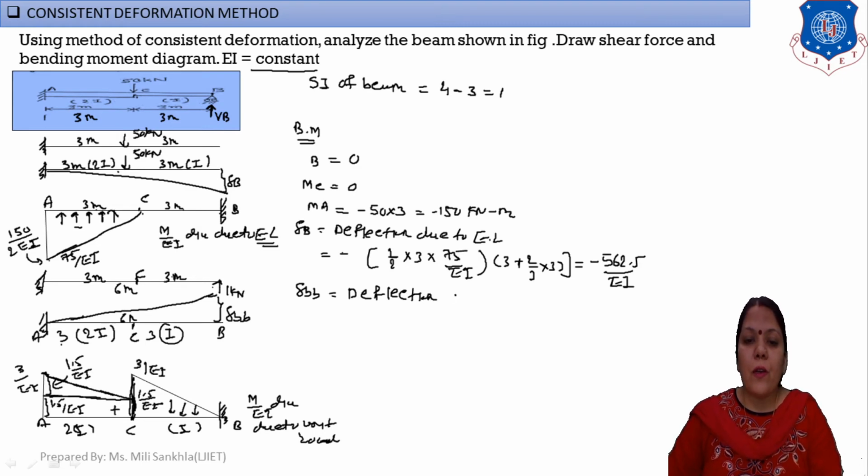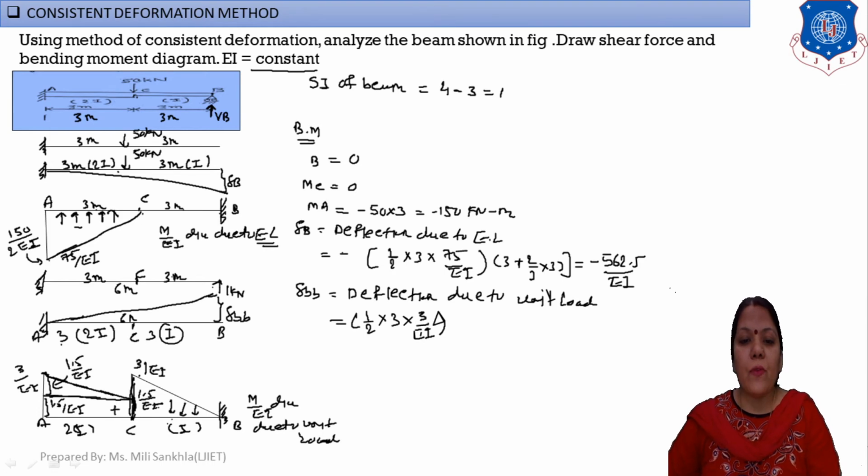Now next we find del BB, the deflection due to our unit load. This diagram here gives a value of 3, and this is all our positive diagram. First add this diagram: 1/2 into 3 into 3 by EI, and CG from this point is equal to 2/3 into 3.